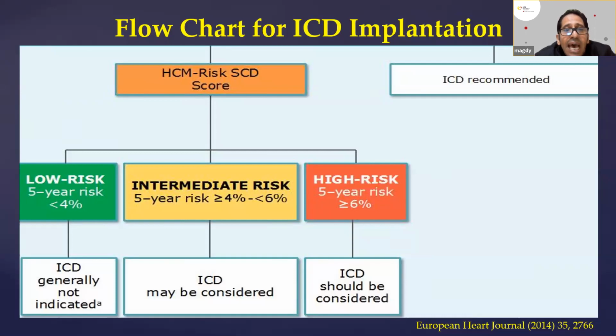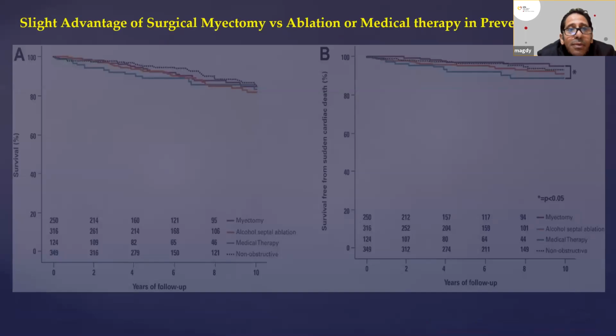If we have an HCM Risk-SCD score of more than 6%, this indicates that the 5-year risk of sudden death is more than 6%. This is considered a high-risk patient, so ICD should be considered. But if the 5-year risk for sudden death is low, less than 4%, ICD is generally not indicated, and for intermediate risk, more than 4% and less than 6%, ICD may be considered.